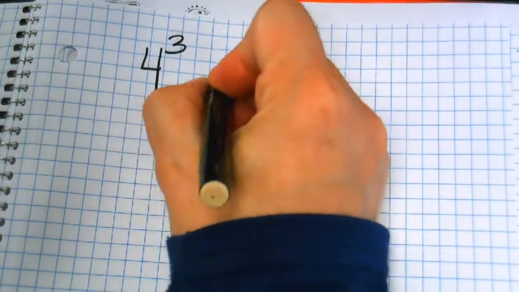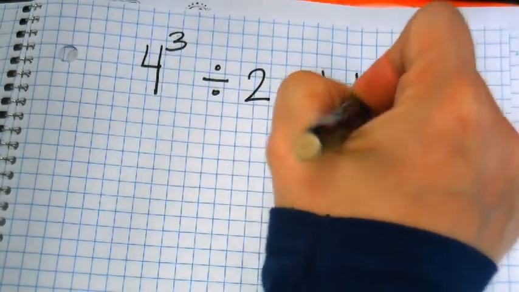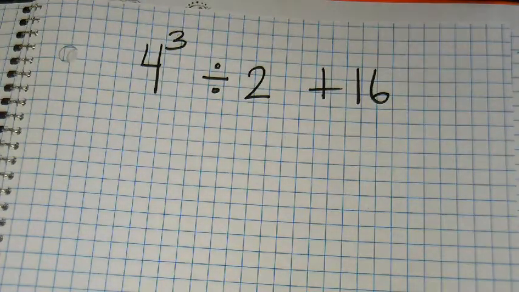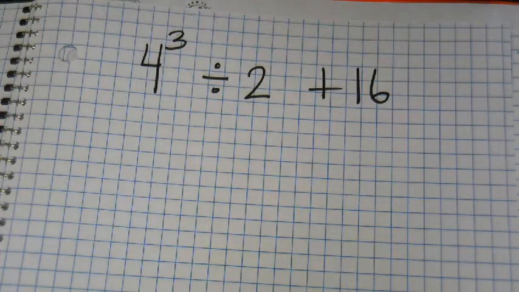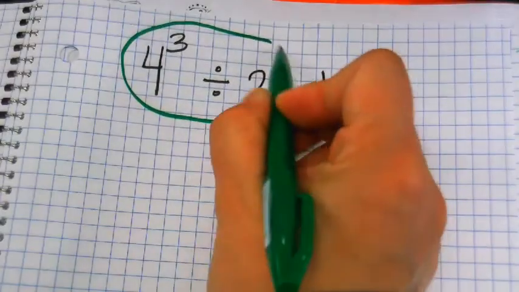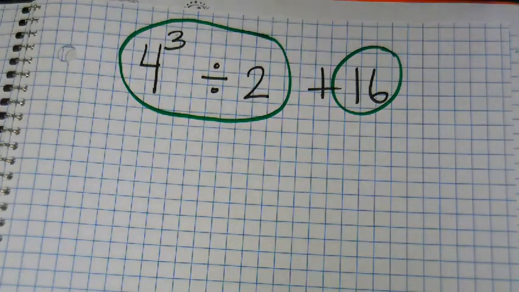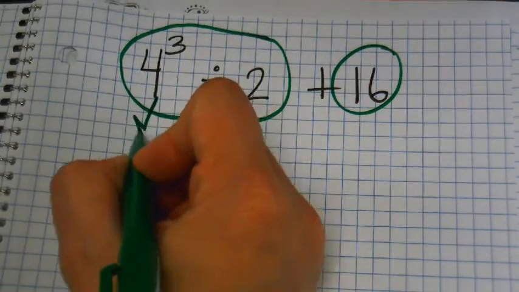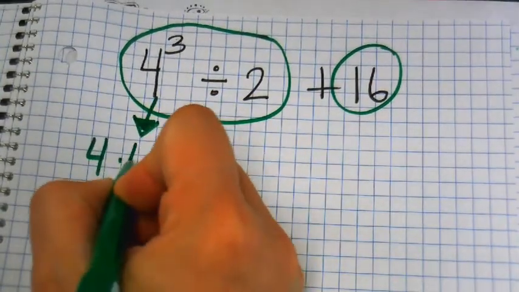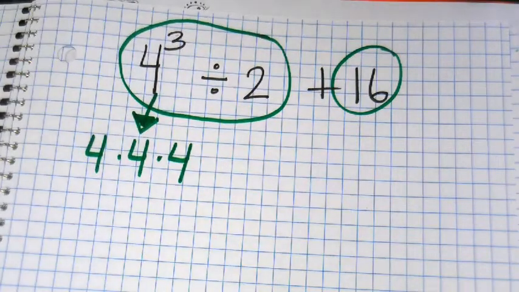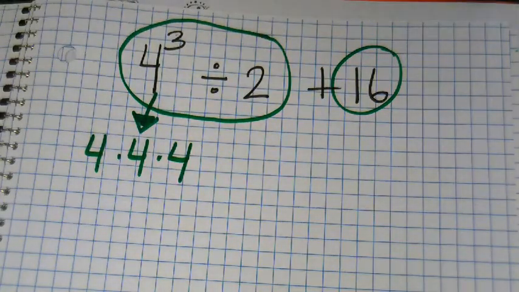All right. 4 to the power of 3, which is not 12, divided by 2 plus 16. So, when we circle all of this, and then that, the only thing we don't circle is your addition sign. So what does 4 to the power of 3 mean? 4 times 3? No. 4 times 4 times 4. Yes, this means 4 times 4 times 4, right? It is not 12. I said that, didn't I, when I wrote it down?